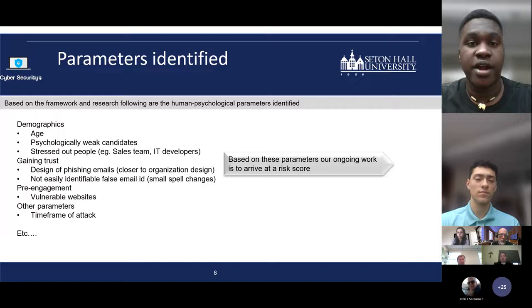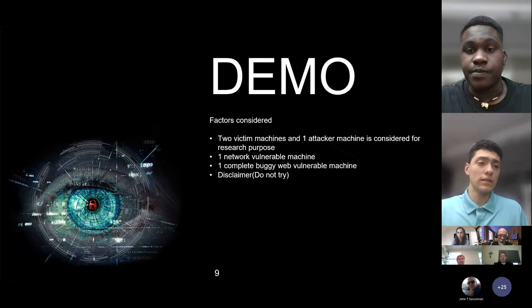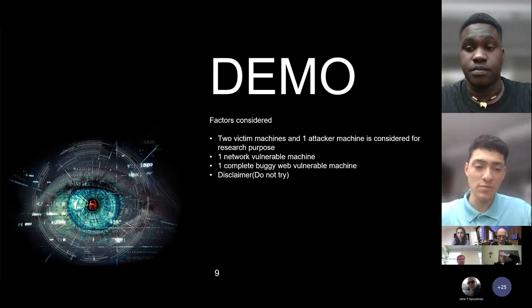All right, so before we begin the demonstration, I'd just like to announce that this is a demonstration of a phishing attack where we're going to have two machines, one attacking machine and one victim machine. Just a quick disclaimer, this is just for educational purposes, so I have skipped a few steps so that it cannot be duplicated outside.